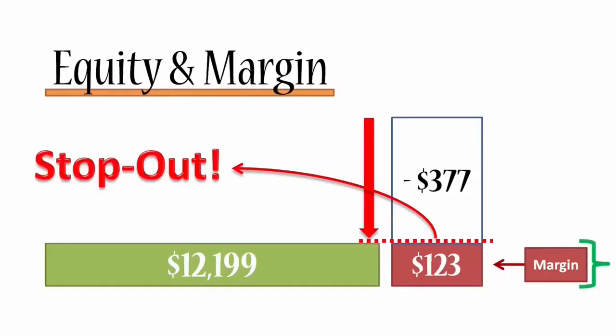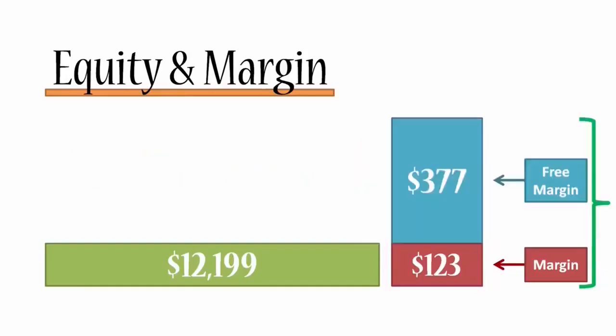Now let's see what happens if the position goes in your favor. Back to the start, here we've got our equity on the right, free margin and margin, and let's say you have set a take profit somewhere up at the top over there where the dashed or the dotted line is.